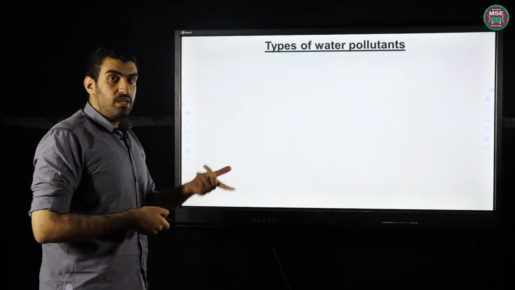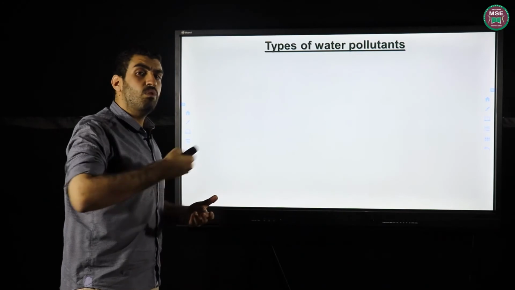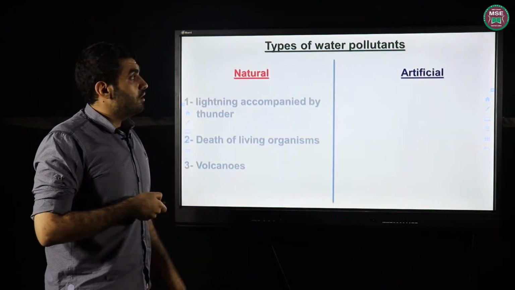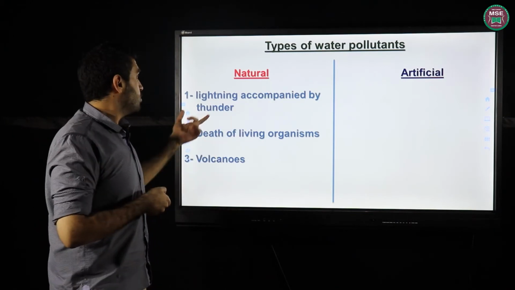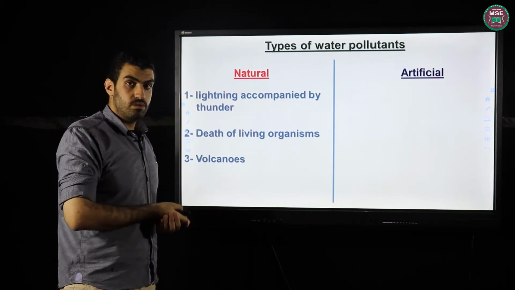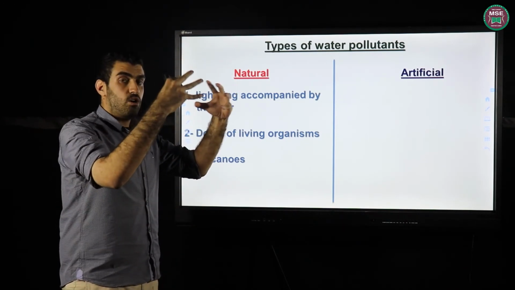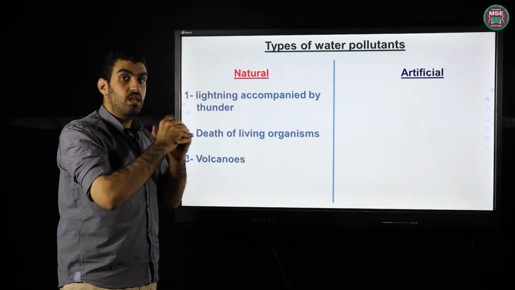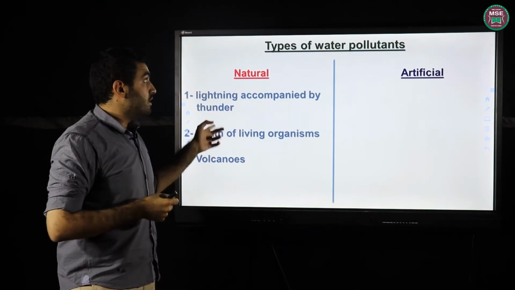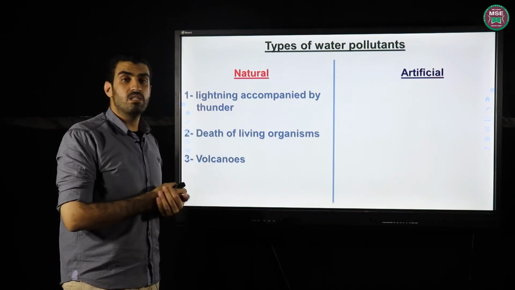Types of water pollutants. Pollutants means the things that cause water pollution. Number 1, natural. Number 2, artificial. The first natural one is lightning accompanied by thunder. If lightning occurred, nitrogen and oxygen are attracted, forming nitrogen oxides that are brought down by raining to the soil, which affects the water.